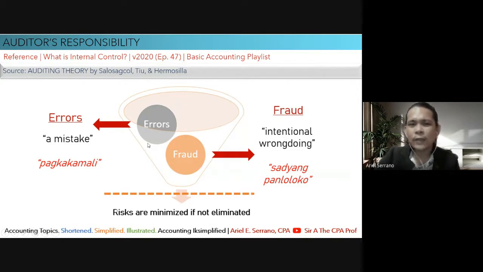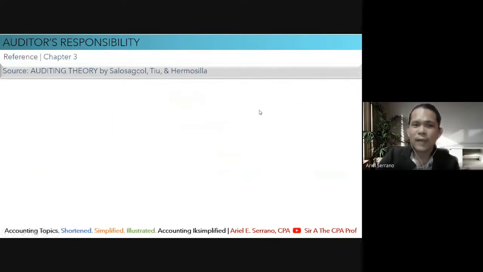Na kapag tinagalog natin yung errors at saka fraud, pag errors, okay, pagkakamali yan, there is a mistake. Merong unintentional, okay? Hindi mo sinasadya yung pagkakamali na yon. Samantalang pag fraud, okay, meron talagang panluloko dyan kasi there is an intent to commit a wrongdoing or intentional wrongdoing. Kaya tinagalog ko, sadyang panluloko. Okay? So, that is a brief comparison between errors and fraud. Sa errors, wala po tayong intention dyan. Okay? Samantalang pag may fraud na, meron tayong intent.